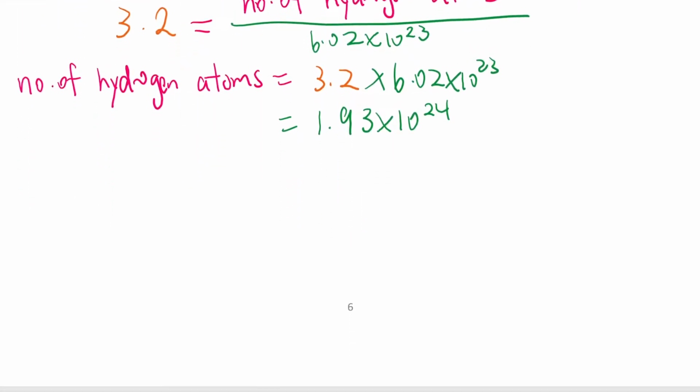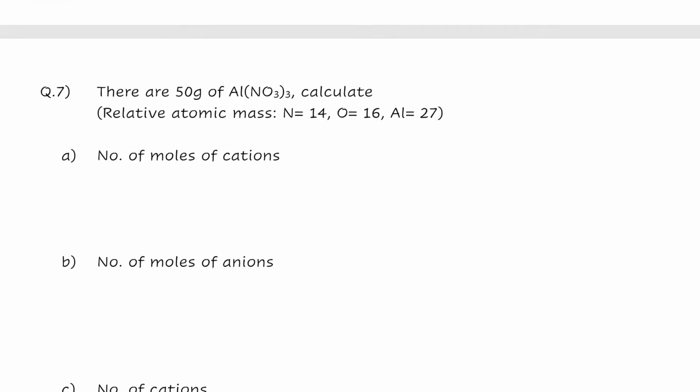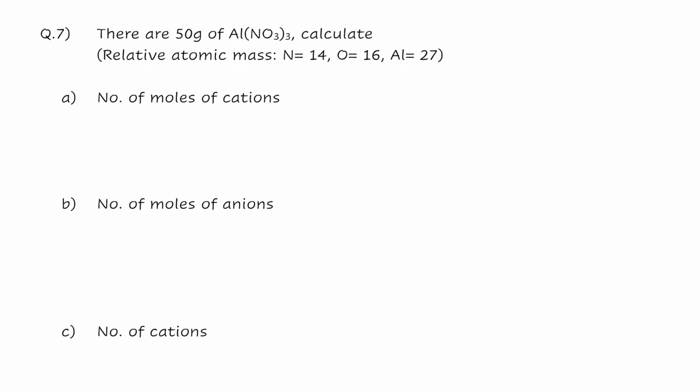Now to summarize everything, we're going to use all of this in this question here. There are 50 grams of aluminum nitrate. Calculate, and you have a bunch of questions. So let's do that. Number of moles of cations. Now what are cations again? Cations are positive ions. So here, which one is the positive ion? We have aluminum nitrate.